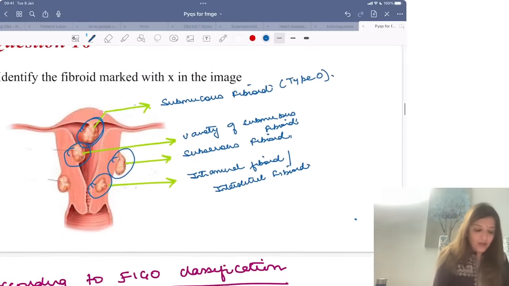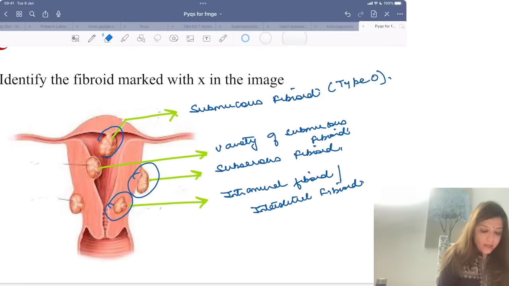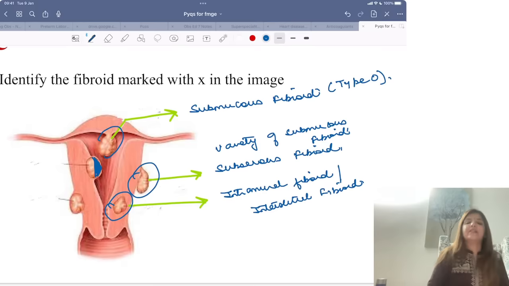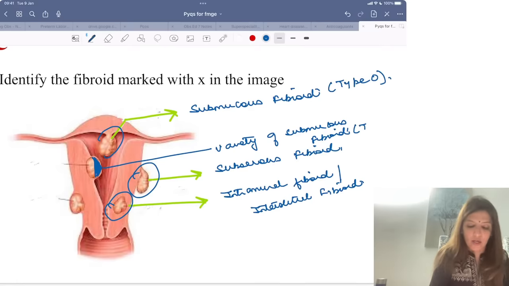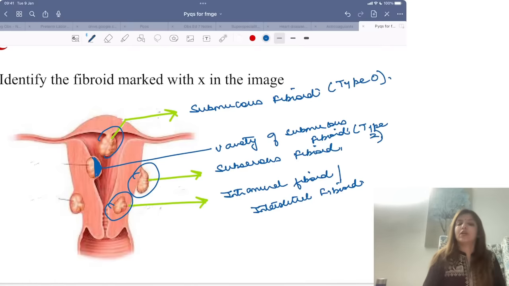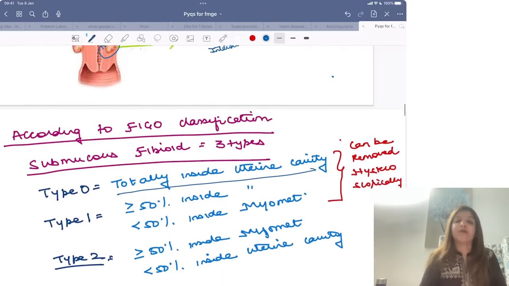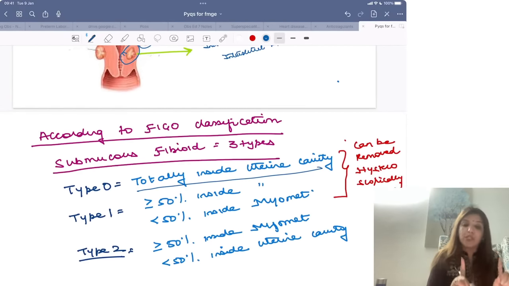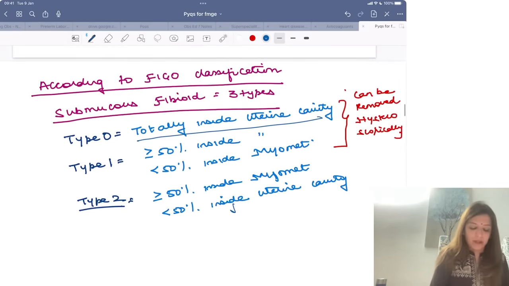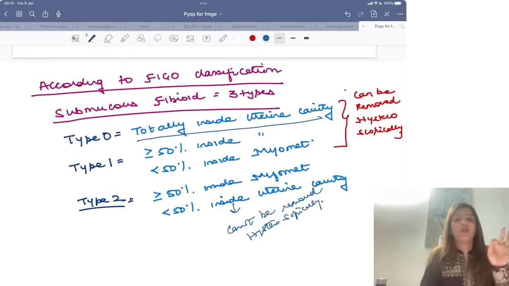So, over here, if you look at this fibroid, in this fibroid, less than 50% is inside the cavity, more than 50% is inside myometrium. Since more than 50% is inside the myometrium, that is why I'm going to call it a type 2 submucous fibroid. Now, why was this classification given? You just have to remember ki type 0 and type 1 can be removed by hysteroscope. Type 2 cannot be removed by hysteroscope. It cannot be removed hysteroscopically. That is what you have to remember. Type 0, type 1, type 2.